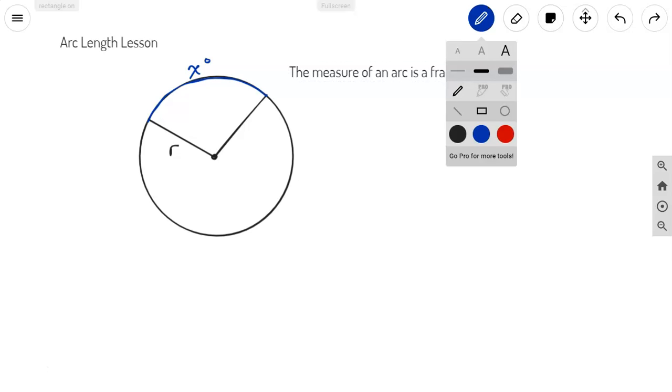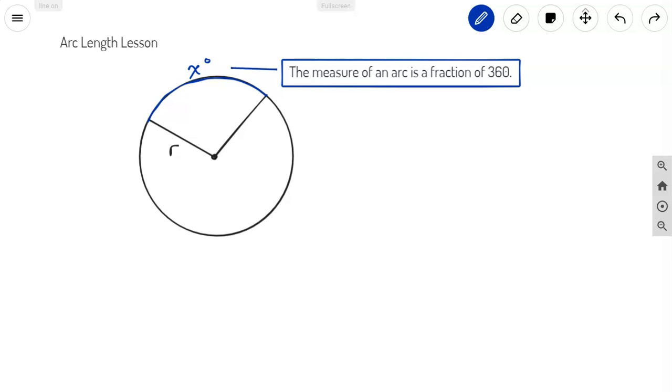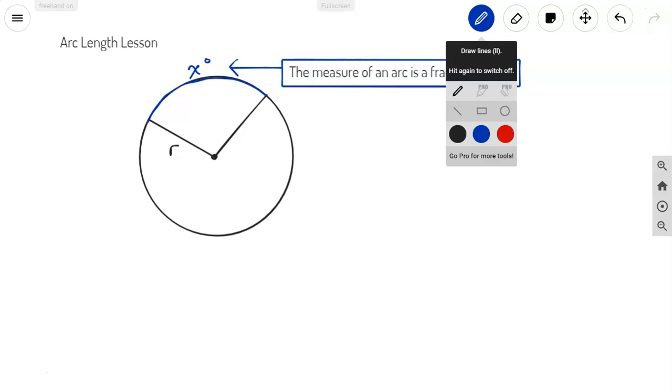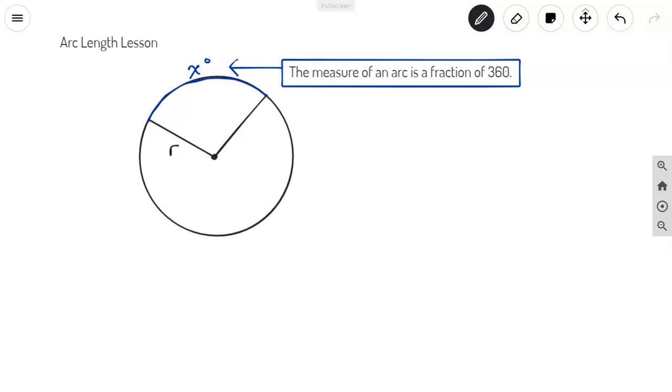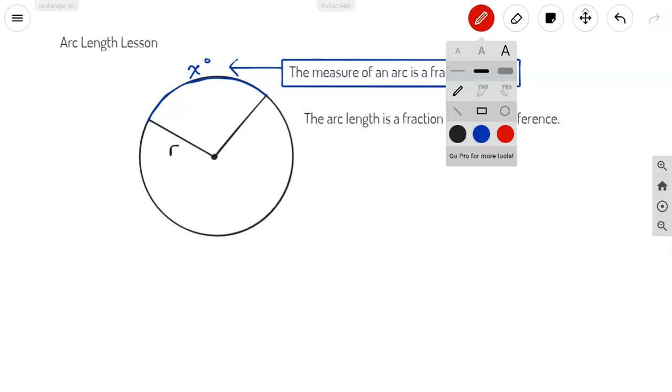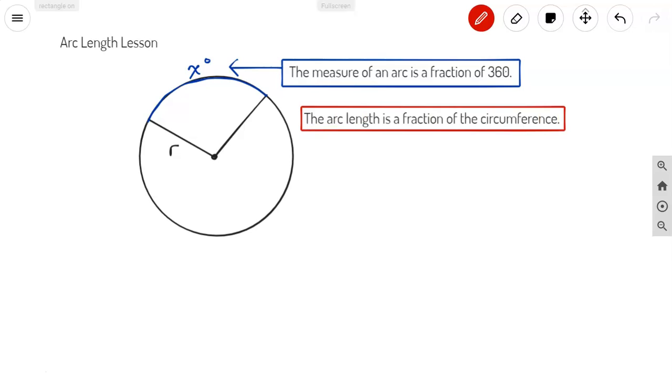It's important to note that the measure of an arc is a fraction of 360. There are 360 degrees in a circle, so therefore the arc is basically a fraction of that 360. The arc length is a fraction of the circumference. The length is a piece of the circle. The distance around the circle is the circumference.